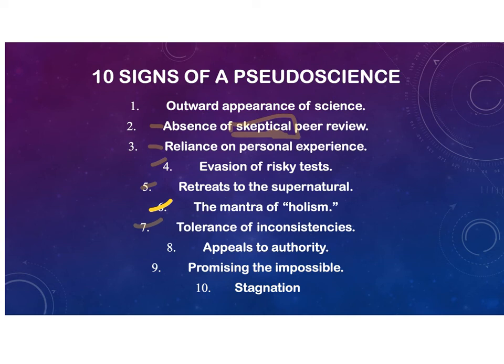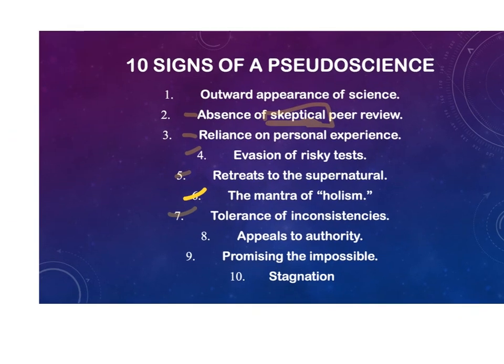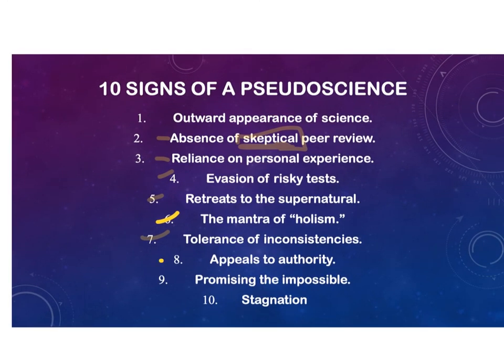Number 8, this is appeals to authority. So essentially, if the field relies upon one person making claims or believing in practitioners and just saying, well, because this person said it and this person's really smart or this person founded the field and they knew what they were talking about, so we just believe this person because they are the prophet and they are the ones who the knowledge has been handed down from.